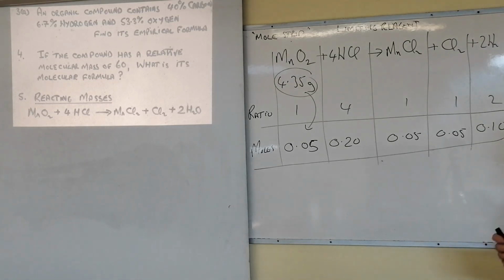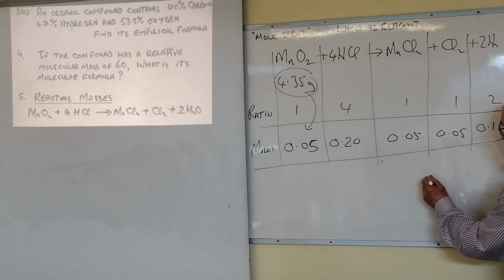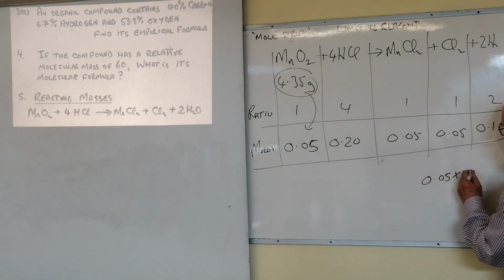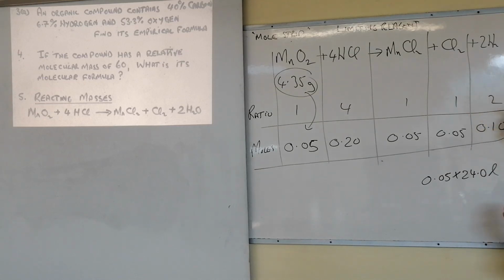Let me give you some idea about it. They might ask you, what volume of gas is produced? Produced. That's the only gas. Now it will be marked as a G in the exam. So you take that many moles and you multiply it by 24.0 litres of Cl2.